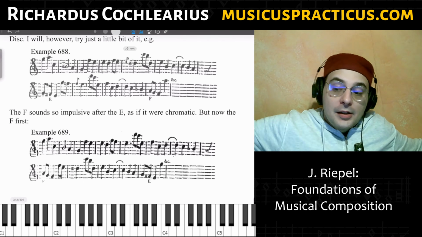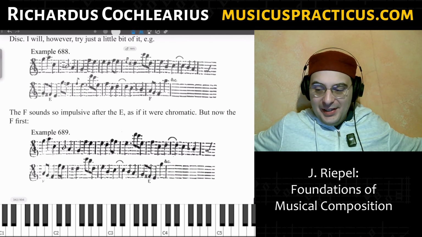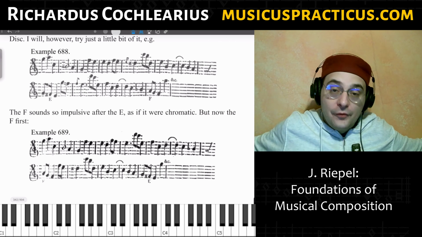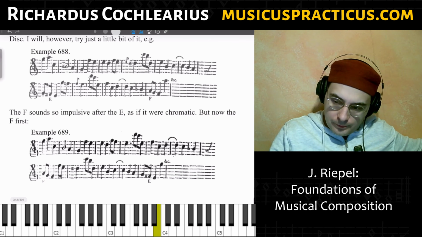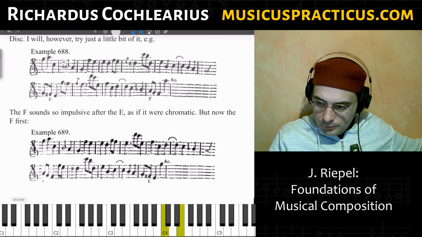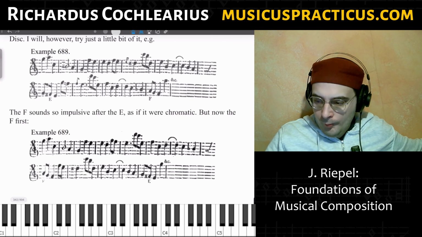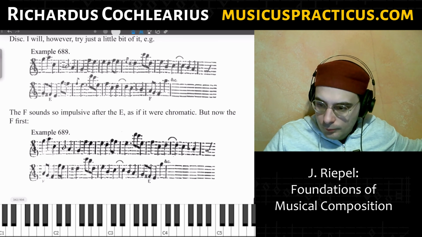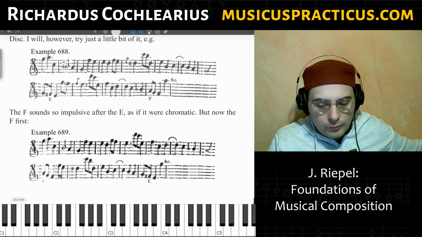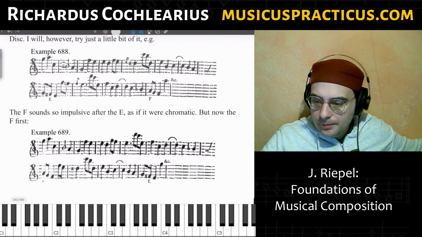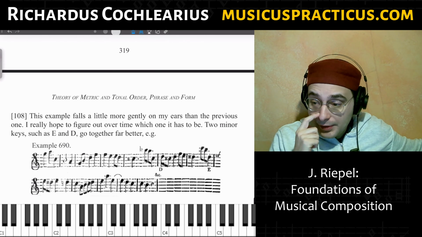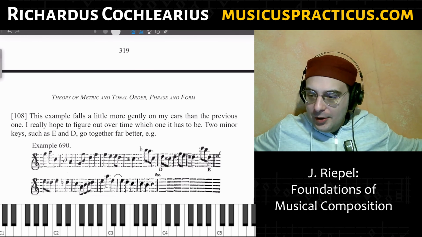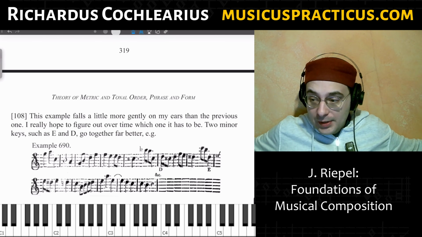He says the F sounds so impulsive after E, as if it were chromatic. True, but now the F first. I would say much better. This example falls a little more gently on my ears than the previous one. True, I agree. I really hope to figure out over time which one it has to be.